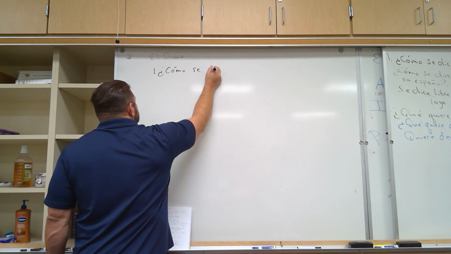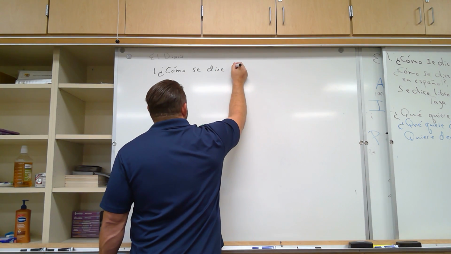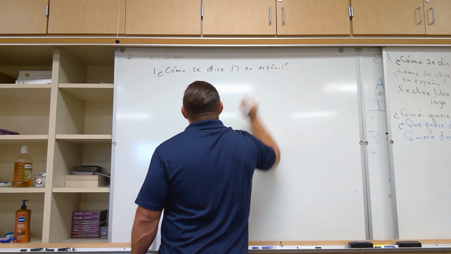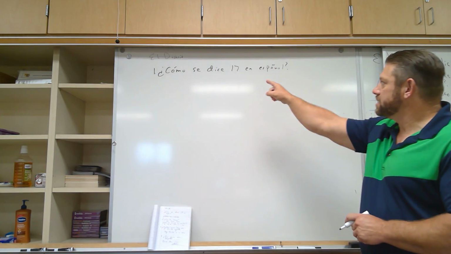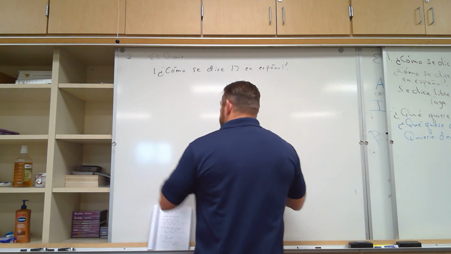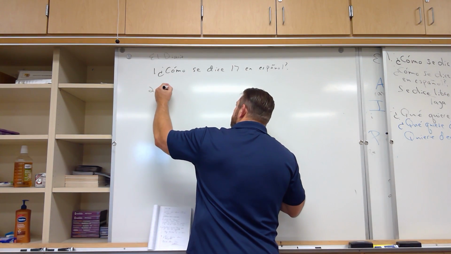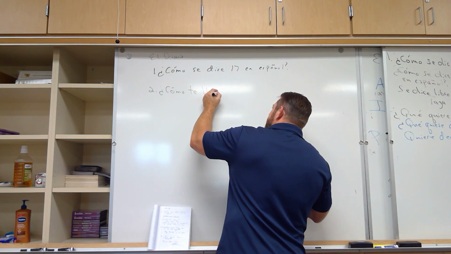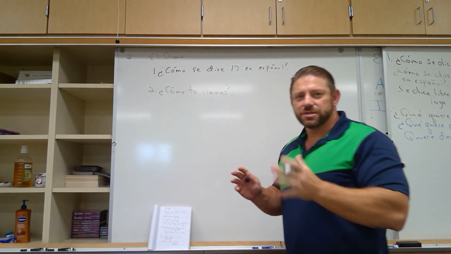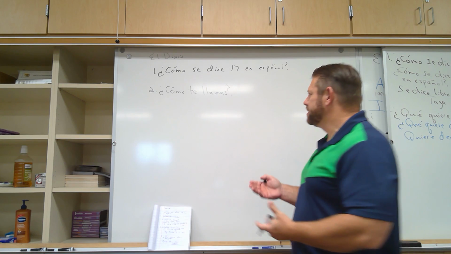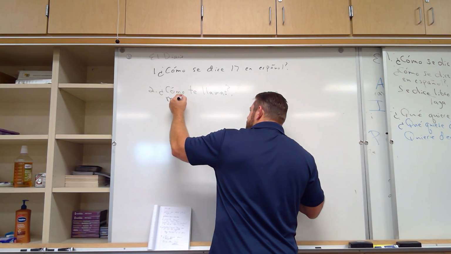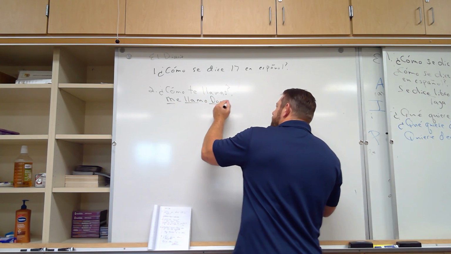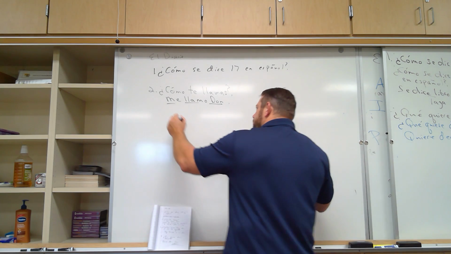So, number one. ¿Cómo se dice 17 en español? How do you say 17? ¿Cómo se dice 17 en español? Número dos. This is actually a new one, but you should have picked this up maybe. You might know this. ¿Cómo te llamas? I'll actually teach, this means, what's your name? ¿Cómo te llamas? And you answer it, I'll answer my name, me llamo Don. So my name is Don. And the third part, ¿cómo se escribe?